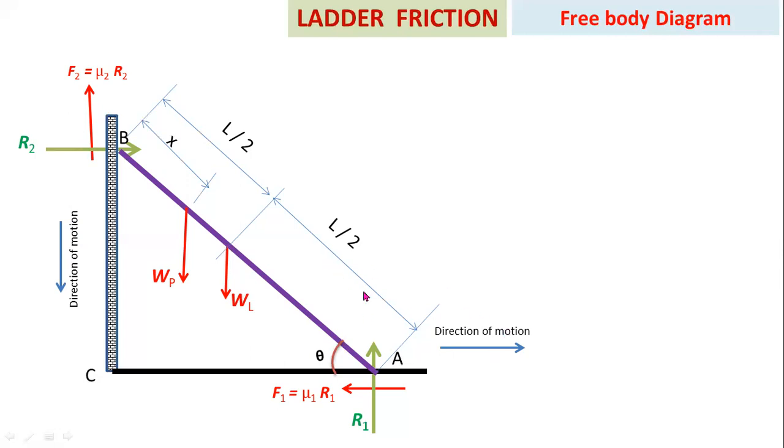Now you can observe there are 6 forces: 2 reaction forces, 2 frictional forces, and 2 self weights. Total 6 forces acting on the ladder. You have to resolve these 6 forces to determine the unknown values.